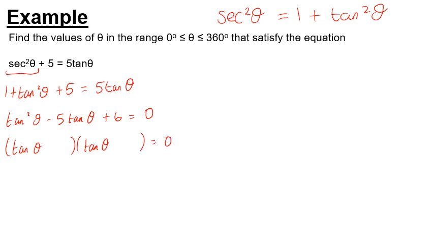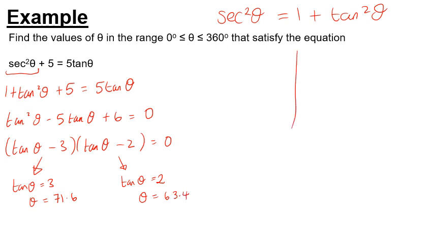So I'm looking for two numbers that times together to make 6. They've got to add up to minus 5. So the numbers that I'm looking for there are minus 3 and minus 2. So either tan theta equals 3 or tan theta equals 2. So on the calculator, making sure I'm in degree mode, I'm going to do shift tan of 3, which is about 71.6 if I round it, and shift tan of 2, which is about 63.4.